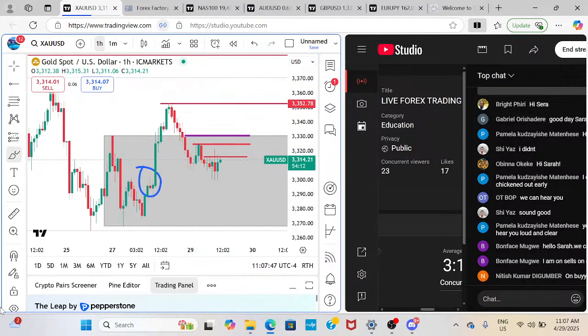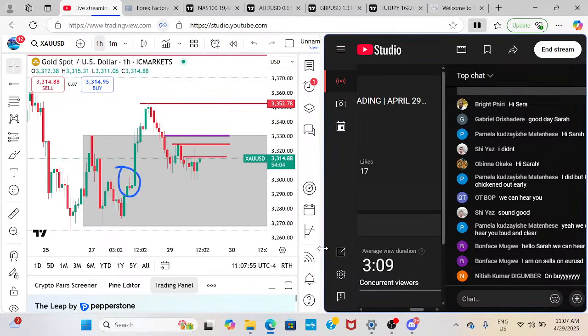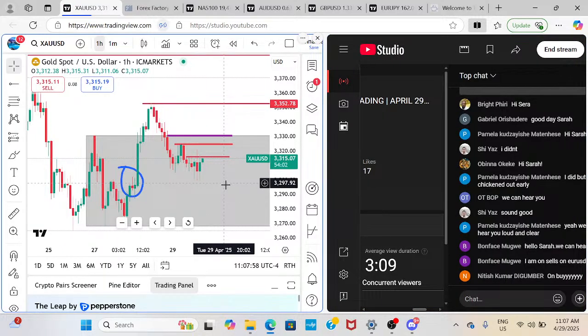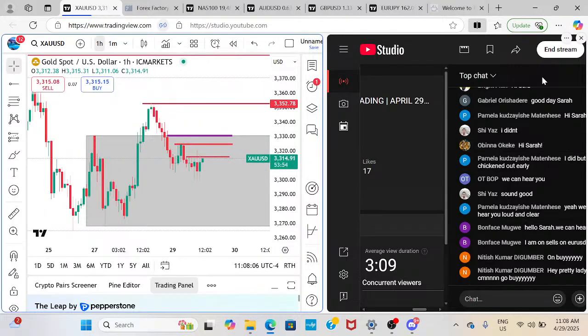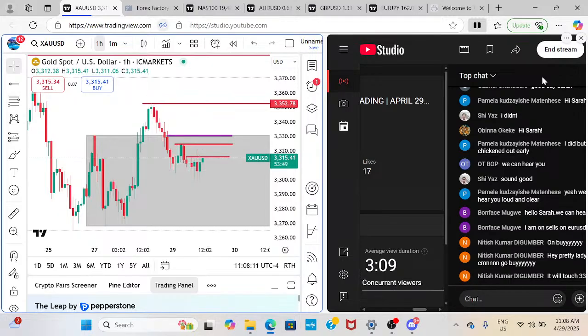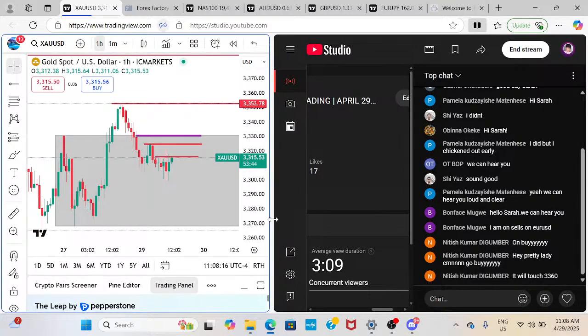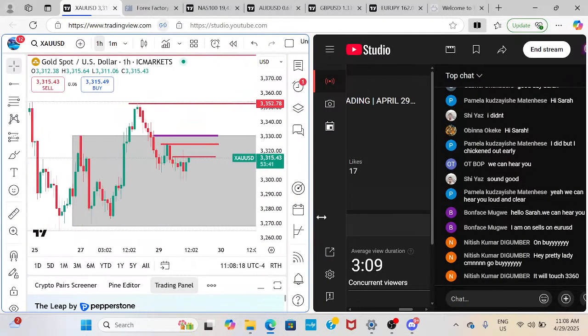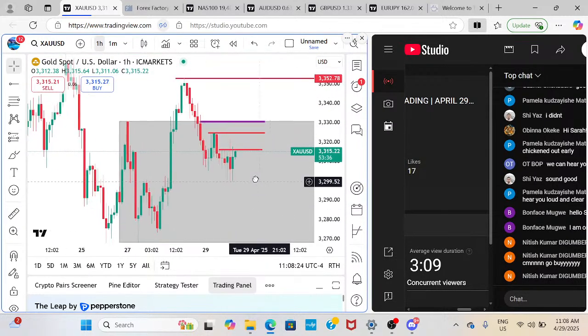It's currently consolidating. Let me properly read the comment. On a buy. So yeah, it's currently consolidating. And where is the price heading to? It will touch 3,360. Okay, well, we're gonna see about that.